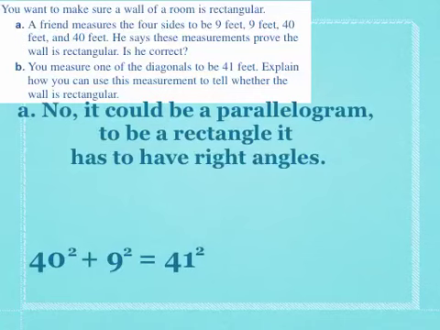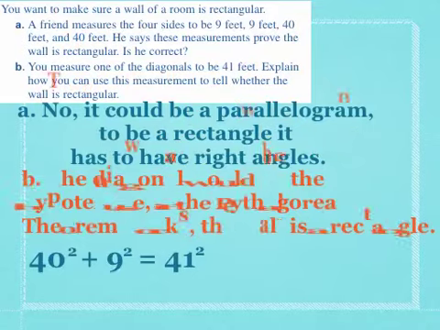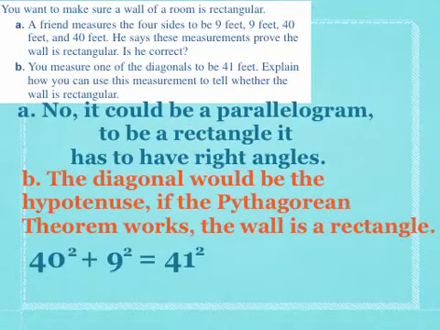For B, it says you measure one of the diagonals to be 41 feet. Explain how you can use this measurement to tell whether the wall is rectangular. You could draw yourself a picture for this. Draw a rectangle, label two of the sides 9 feet, two of the sides 40 feet. Draw on a diagonal and label that 41 feet. What needs to happen is the Pythagorean theorem needs to be true for those three numbers in order for this to be a rectangular wall. So the diagonal would be the hypotenuse. If the Pythagorean theorem works, the wall is a rectangle.